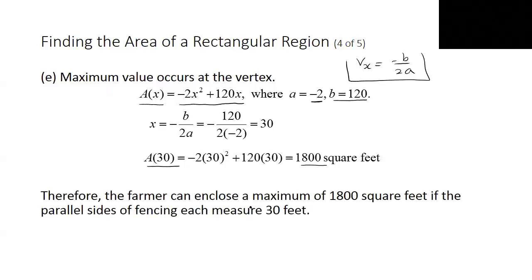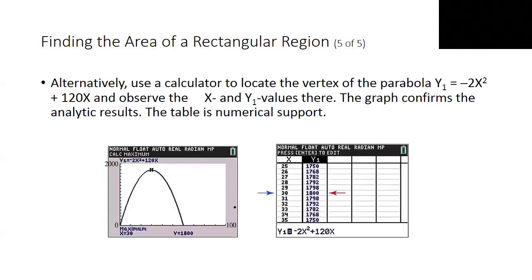So the farmer can enclose a maximum of 1,800 square feet if the side that we have, the width, is 30 feet. And we can easily confirm all these by looking at the data on your calculator. As you can see, the maximum area would be 1,800 when x equals 30 here. And all those calculations can be confirmed by looking at your graphing calculator.